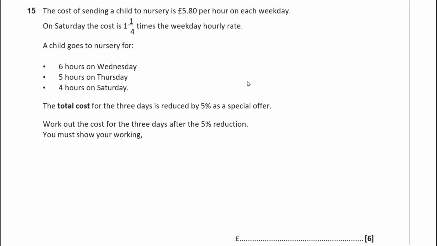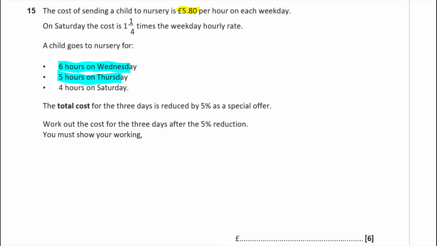Right, so what I need to do is work out the total number of hours, times it by the hourly rate, and work out how much the total for the week is, and then I need to reduce that by 5%. Okay? First let's find the total. Now, Wednesday and Thursday is quite straightforward. I've got 6 hours and 5 hours for those, haven't I? 6 hours and 5 hours.